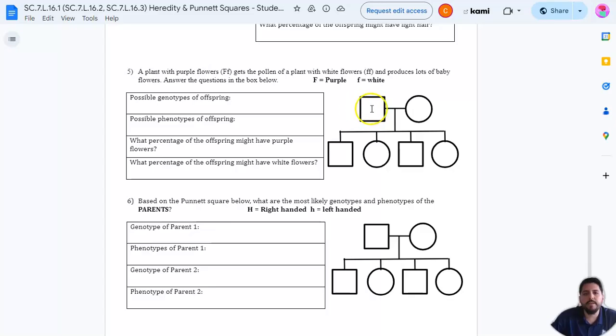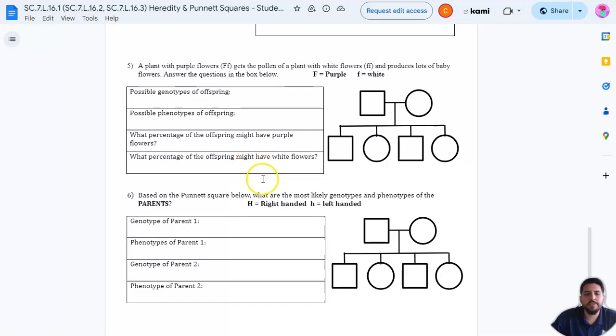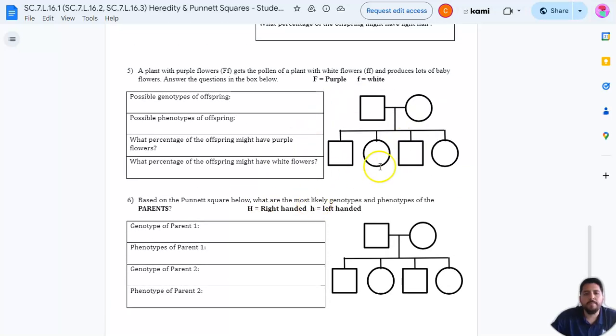So again, you would put the genotypes, the 2 letters that represent the genes, in the box or the circle, and then these down here would be the offspring. So again, you would combine 1 from dad, 1 from mom, 1 from dad, 1 from mom, 1 from dad, 1 from mom, and so on. Okay, then go ahead and answer these questions. Do that for both of these.